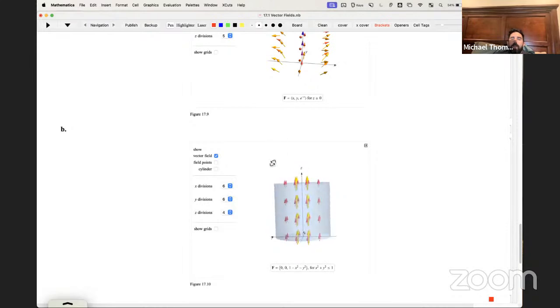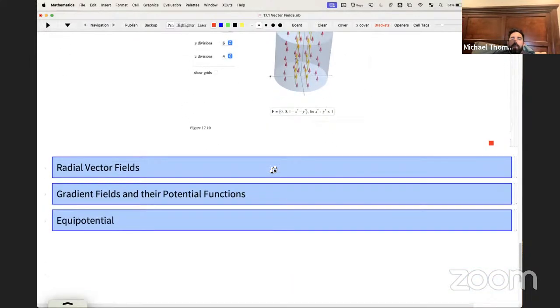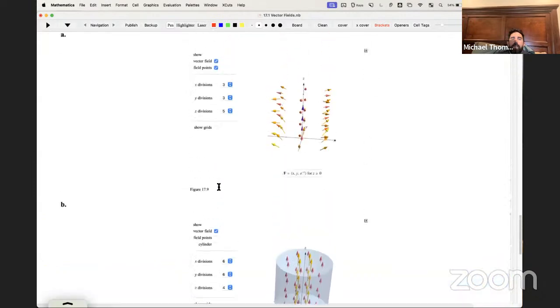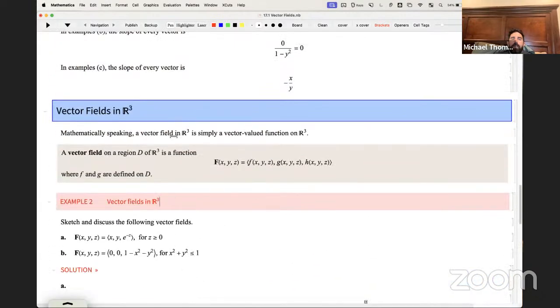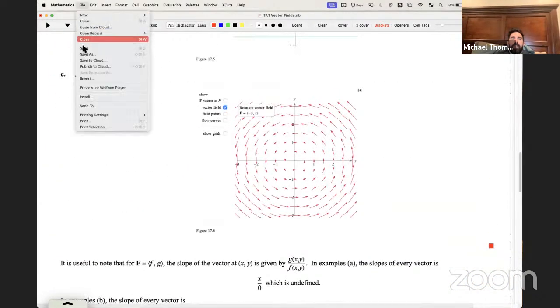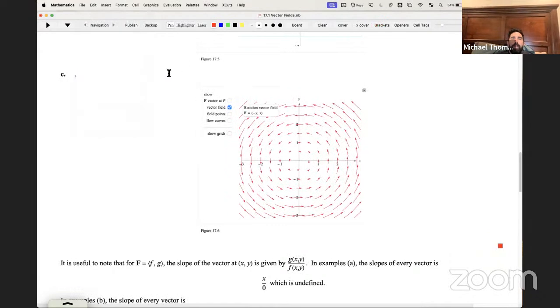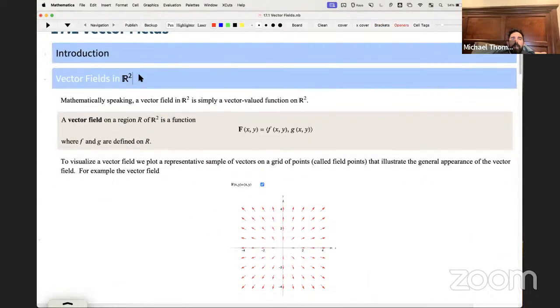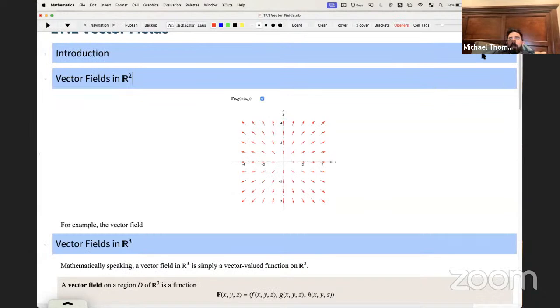Okay, so that is a three-dimensional version of channel flow. Now, I've already mentioned the two-dimensional radial vector field, so I probably should have done that earlier, but that's okay. Let me fix this.